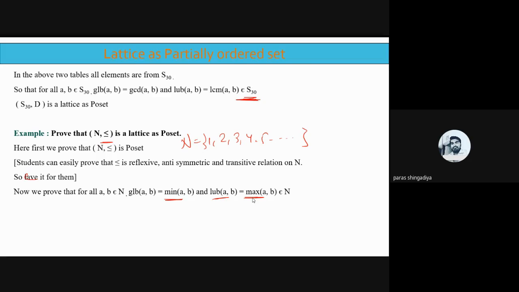So therefore we can compare the two numbers, which one is the bigger value, which one is the smallest value, and we can identify the minimum value and maximum value of a, b. Therefore we are using the minimum and maximum. Why? Because we have the less than or equal to condition. If there is divides, then we'll use the above table, meaning GCD and LCM. But here it is less than or equal to, so therefore we are using the minimum of a, b and the maximum of a, b.